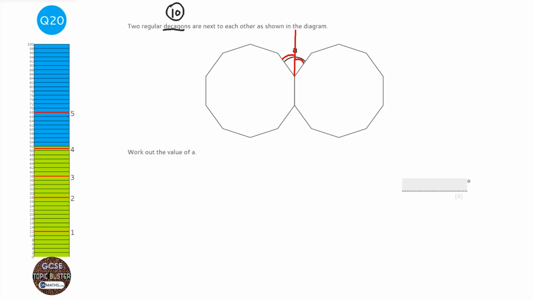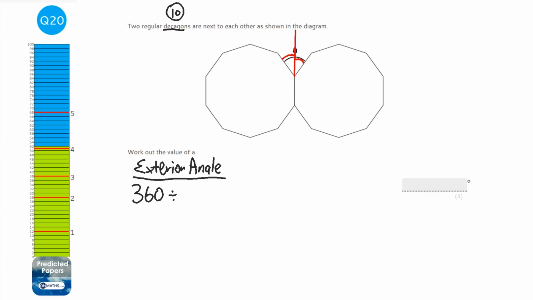And the beauty of exterior angles for polygons is they always add up to 360. So to work out the exterior angle, always write down what you're working out. All you need to do is 360 divided by the number of sides the regular polygon has, and they have to be regular, otherwise you can't just divide them because we're assuming they're the same.